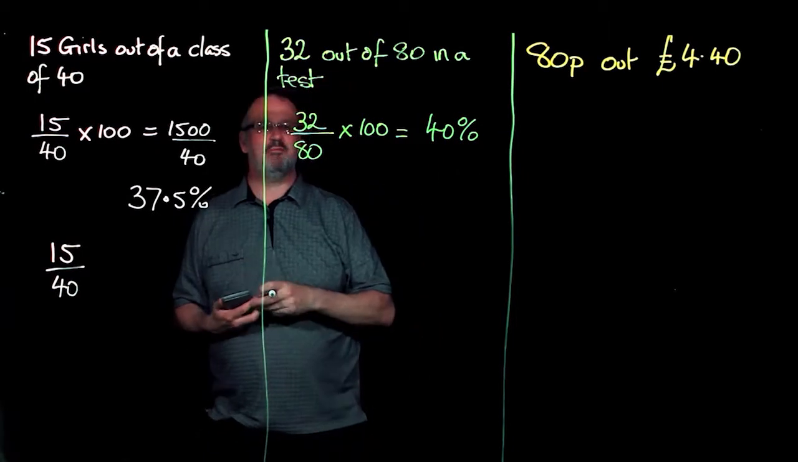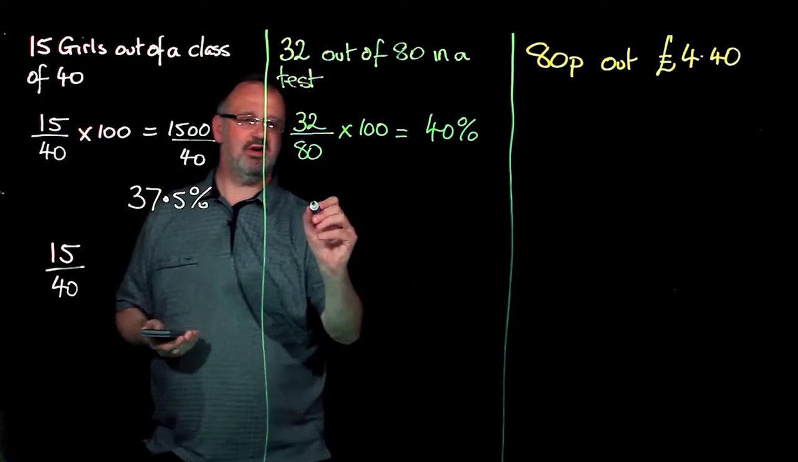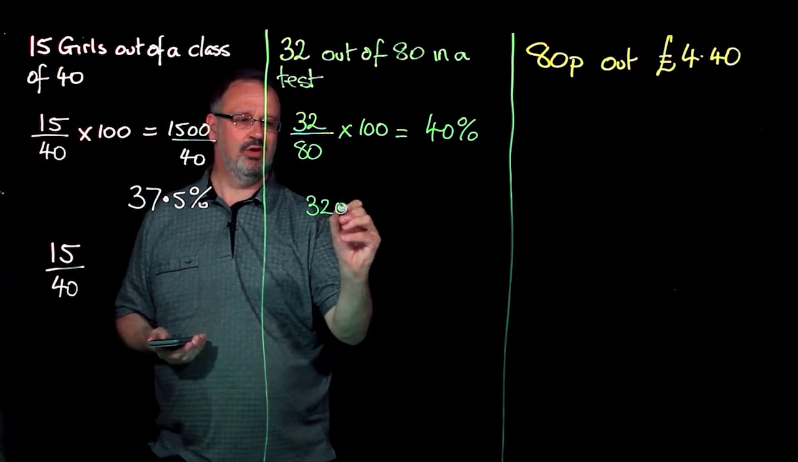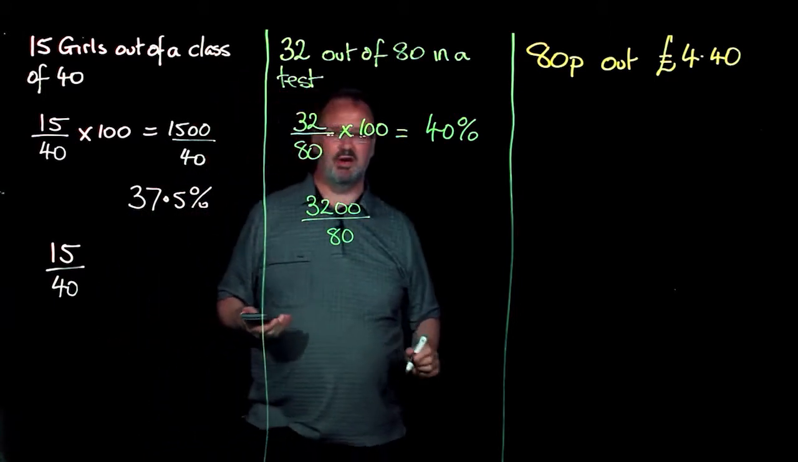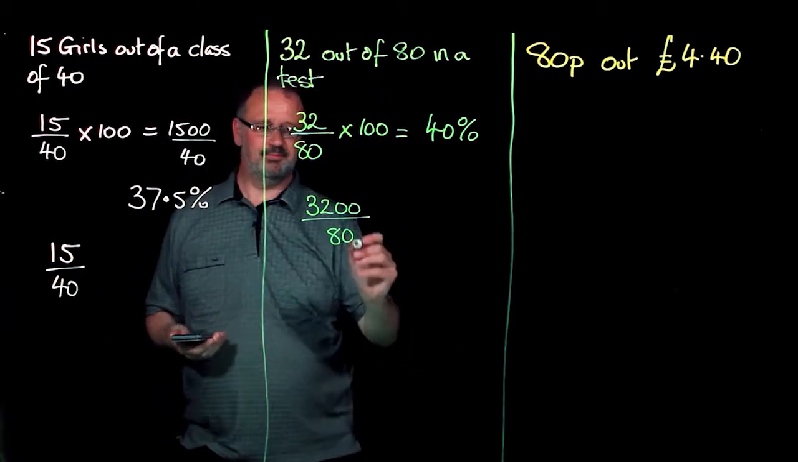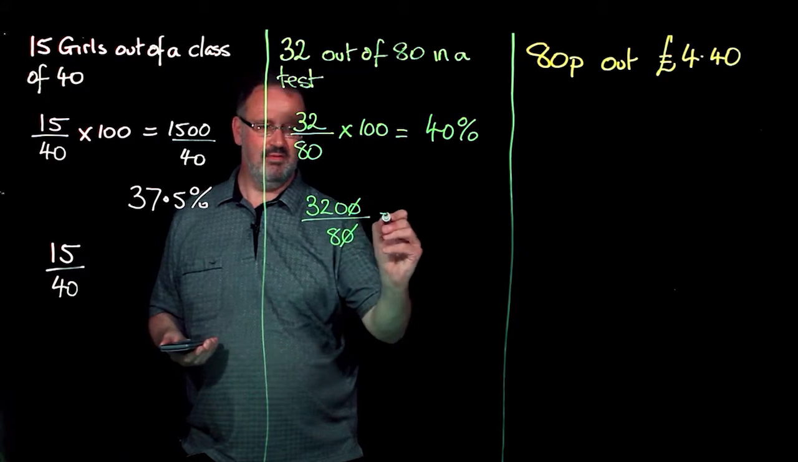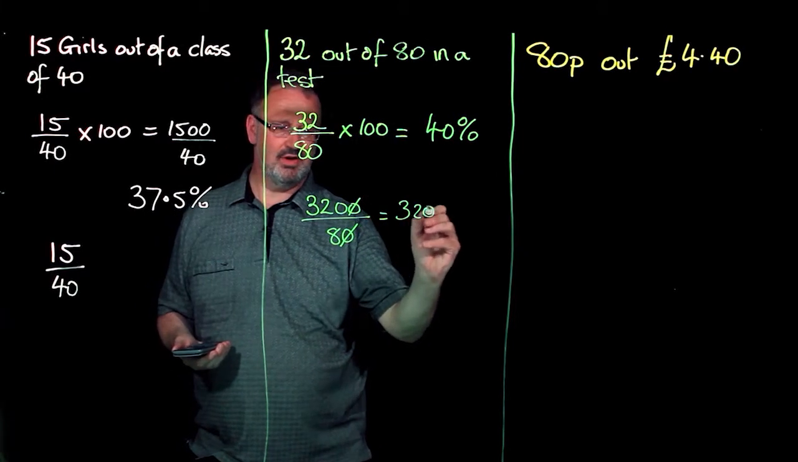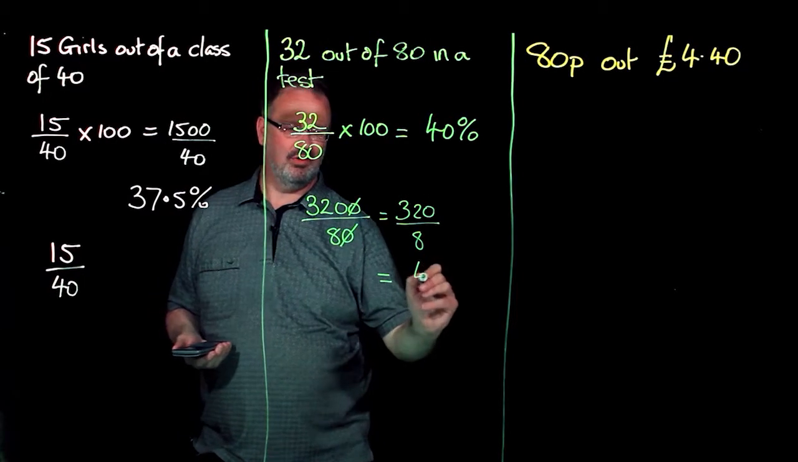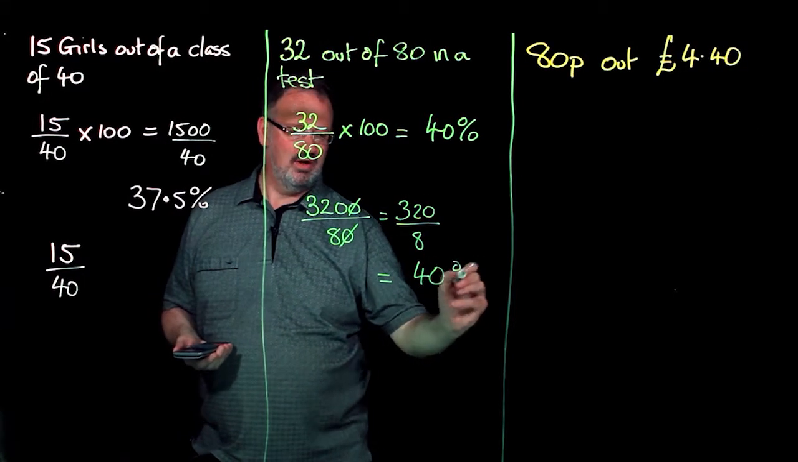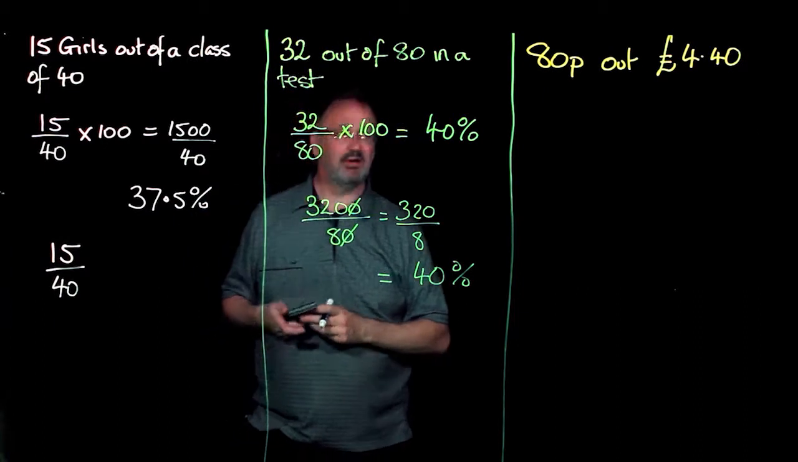If I didn't have my calculator readily to hand, I could say this is 3200 divided by 80, and then cancelling down by 10. This is the same as 320 over 8. 8 into 32 goes 4, and that will give me 40%.